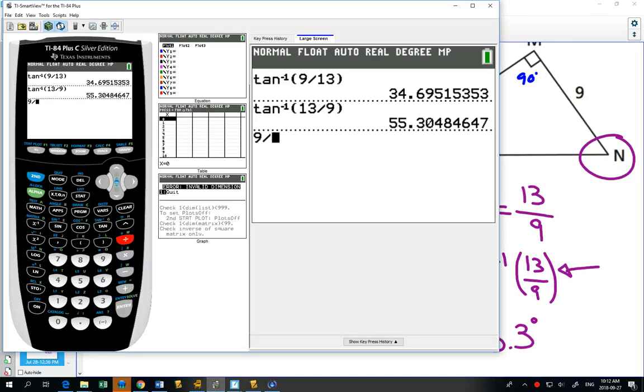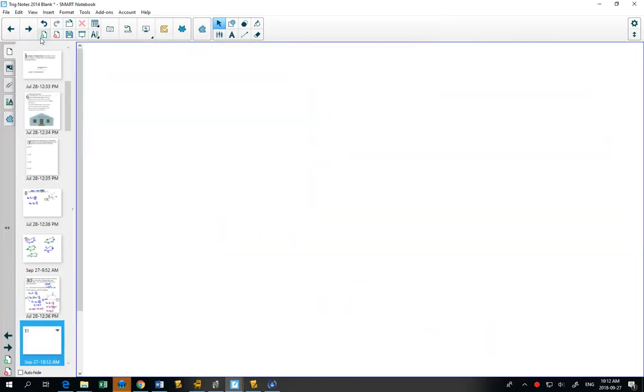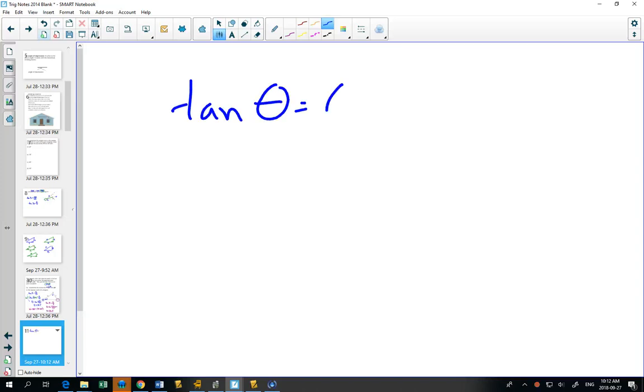9 divided by 13 is 0.6923. Okay? I'm going to put theta for an angle. I'm going to put that 9 over 13 as 0.6923 to the nearest 10,000th.